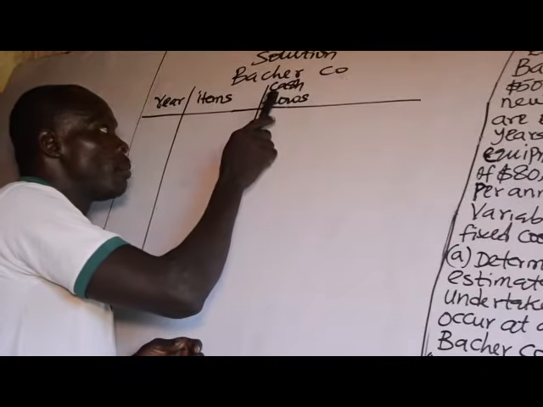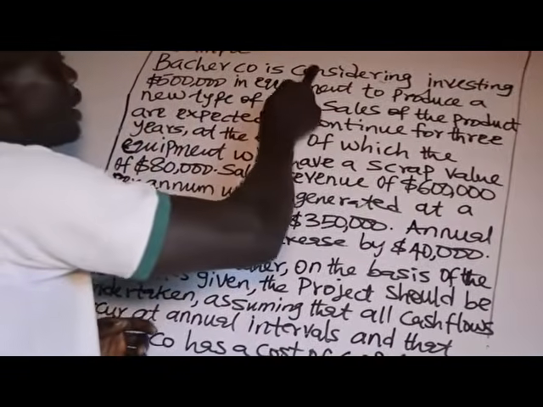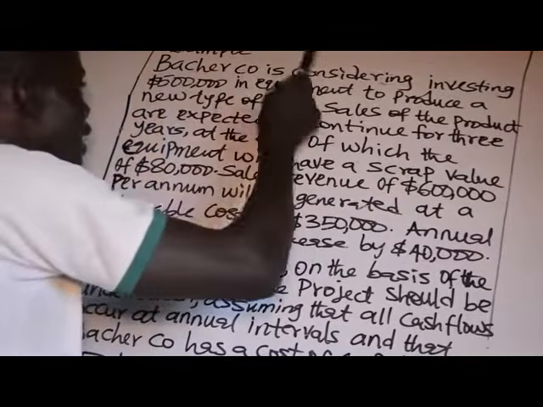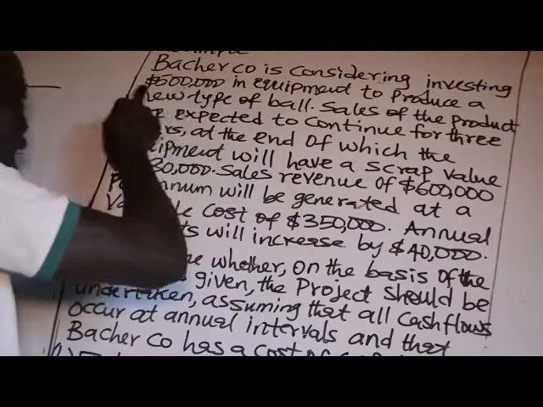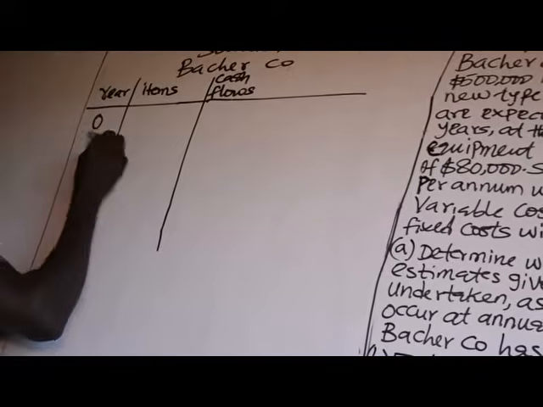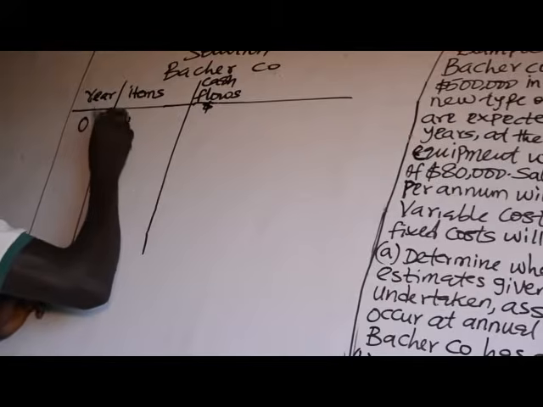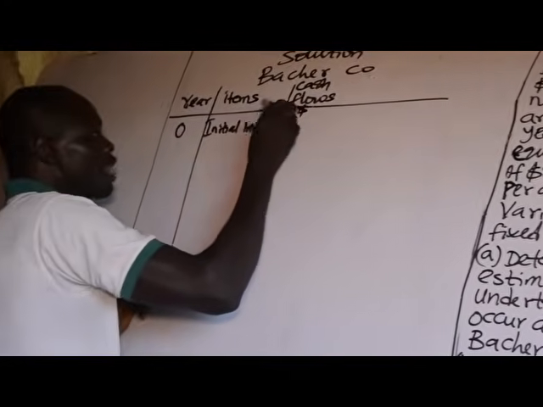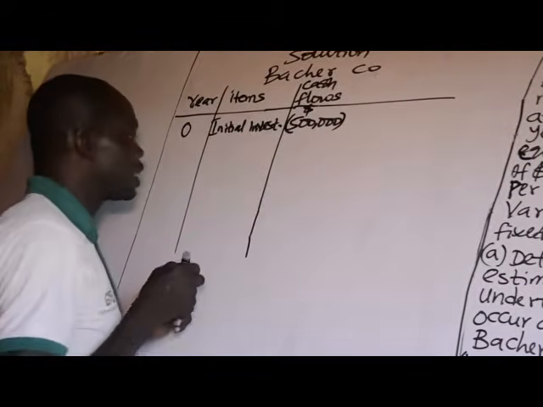Now, back to the question. Basia is considering investing $500,000 in equipment to produce a new type of ball. This is the initial investment. Initial investment, we said that should be treated as an outflow in year 0. Initial investment, 500,000. That should be treated as an outflow in year 0.